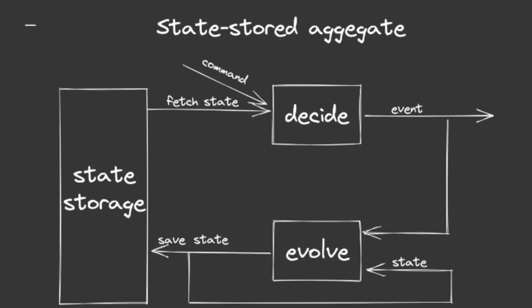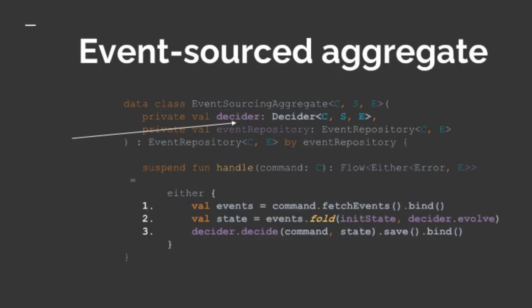An event-sourced aggregate is fetching the events by using fetchEvents method from the event repository. It then evolves the state based on the fetched events, and delegates the state and the command to the decider component, which will produce new events. Finally, the events will be stored via save function from the event repository.